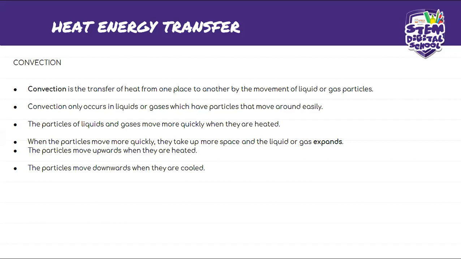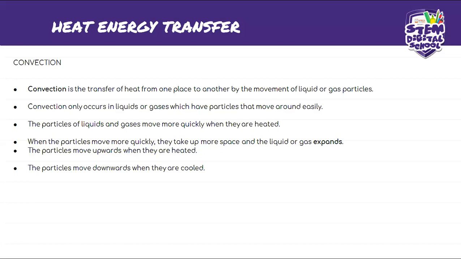The particles of liquids and gases move more quickly when they are heated. When the particles move more quickly, they take up more space and the liquid or gas expands. The particles move upwards when they are heated. The particles move downwards when they are cold. So I guess you understand this.